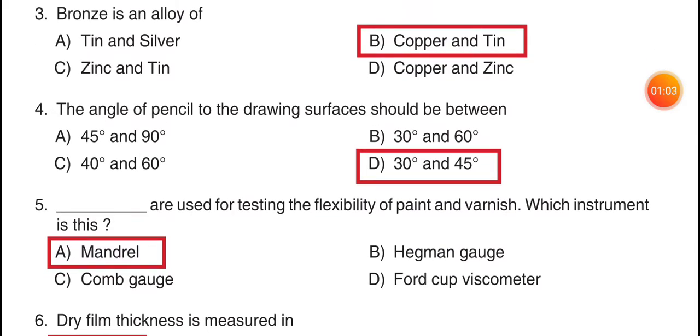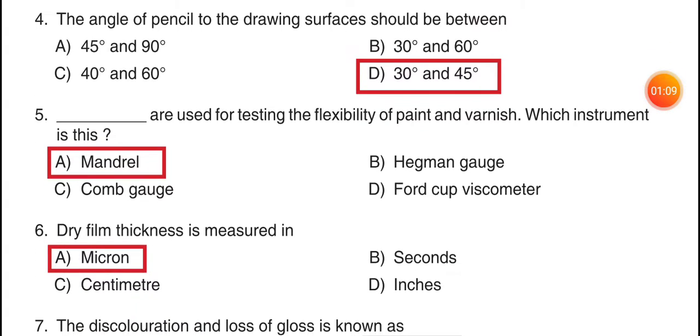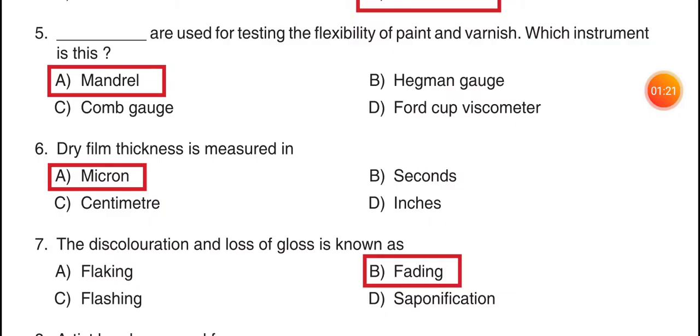3. Bronze is an alloy of. Option B, copper and tin. 4. The angle of pencil to the drawing surfaces should be between. Option D, 30 degree and 45 degree. 5. Dash are used for testing the flexibility of paint and varnish. Which instrument is this? Option A, mandrel.